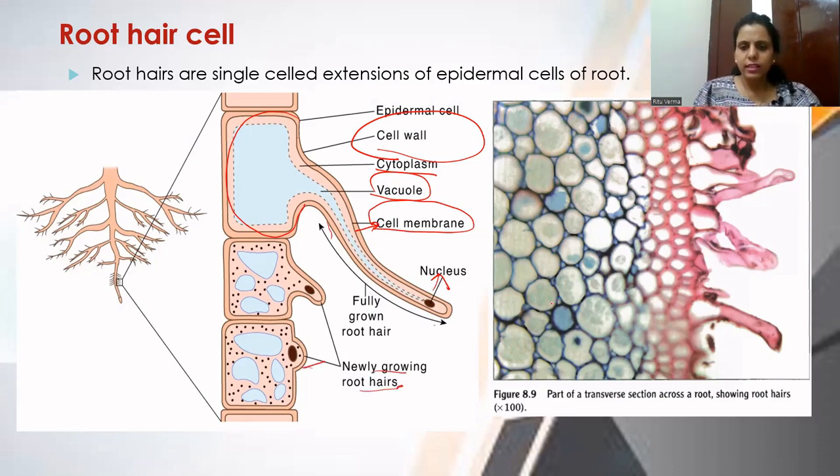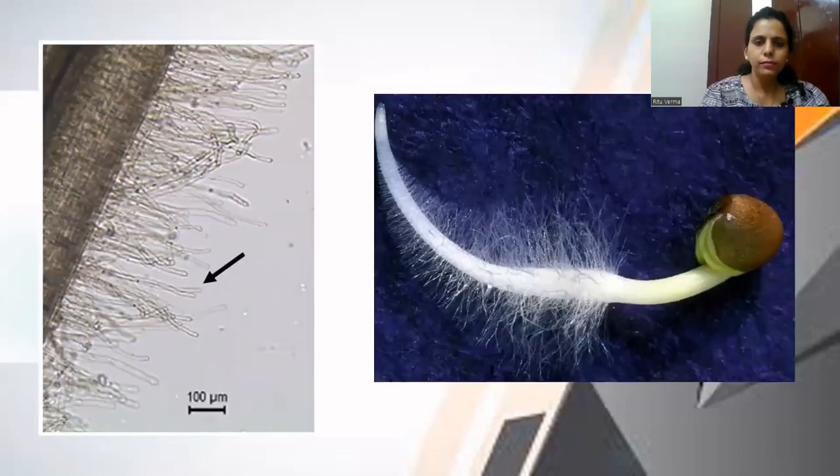You can see here on the right side, this is the transverse section of a root, and you can see some of the root hair cells. This picture was taken under an electron microscope. So these are the growing root hair cells. This is also a microscopic picture of a root hair cell. Here you can see these tiny, very thin and very small hair-like extensions are root hair cells.